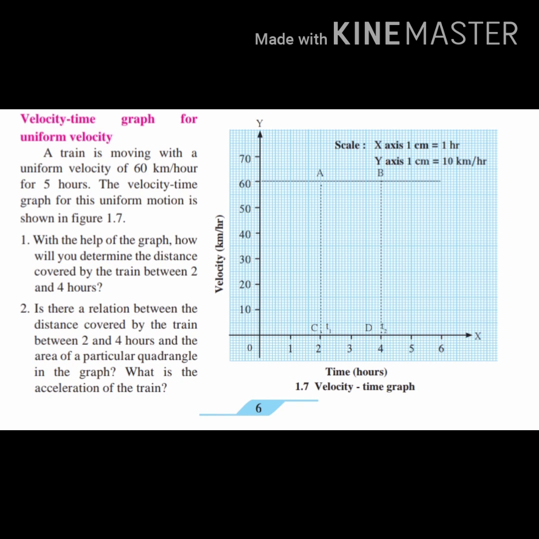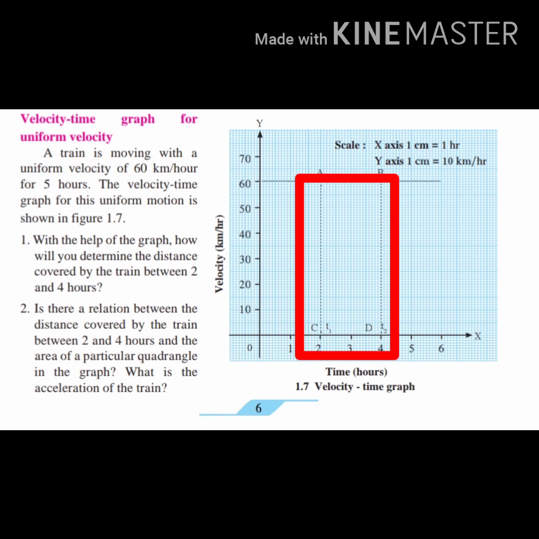So the question here is, if you have to tell how much distance the train has traveled from 2 hours to 4 hours, that means 4 minus 2, 2 hours. In 2 hours, how much distance has the train traveled? For knowing the distance, you have to consider this rectangle. The area of the rectangle will be considered as the distance traveled. Now students, so distance is what? Velocity into time.